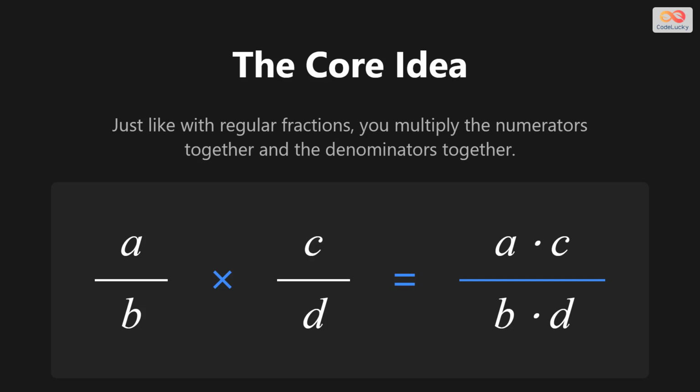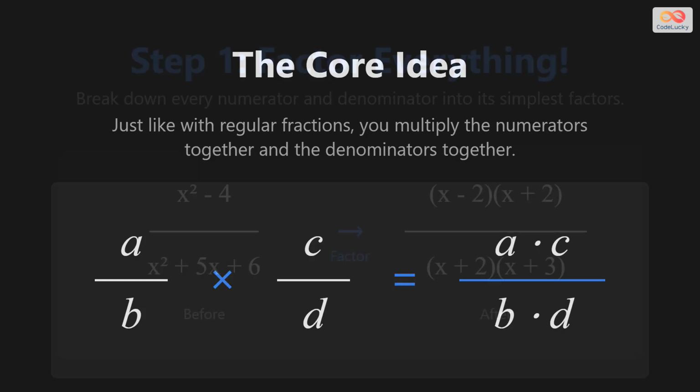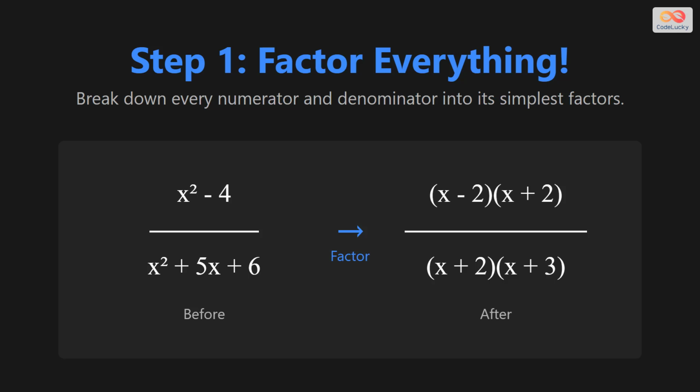The fundamental rule for multiplying rational expressions is the same as for regular fractions. You simply multiply the numerators straight across, and then multiply the denominators straight across. That's the main goal. Before we can multiply, the most important first step is to factor every polynomial. This means breaking down each numerator and each denominator into its simplest component parts, like changing x squared minus 4 into x minus 2 times x plus 2.